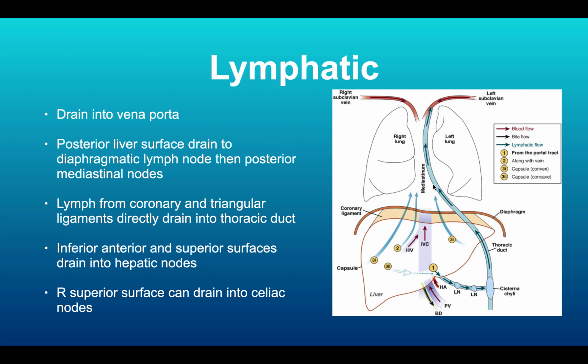The lymph from the coronary and triangular ligament will go right into the thoracic duct, which is on the left side. And remember, the thoracic duct drains 75% of the body. And then the inferior, anterior, and superior surfaces will drain into the hepatic nodes, while the right superior surface will just drain into the celiac node. So it just flows upwards, except for the left nodes, and that will go down, but it drains directly into the thoracic duct.